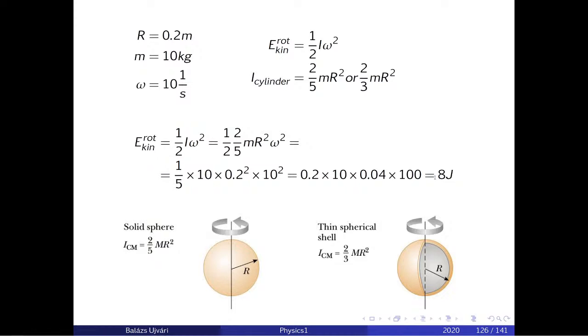Can you calculate the rotational kinetic energy of a thin spherical shell, so technically a basketball-like ball, if the radius is 0.2, the mass is 10 kg, and the omega is 10 1 over s. So please calculate it and write the result in the Discord. So now we calculated this one. Please calculate the basketball example. I can wait 2 minutes or 3.